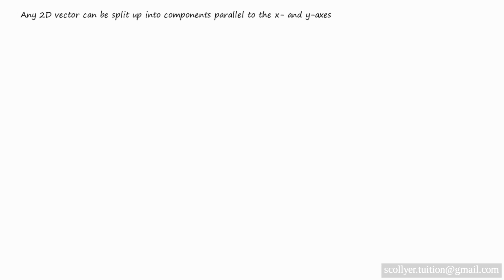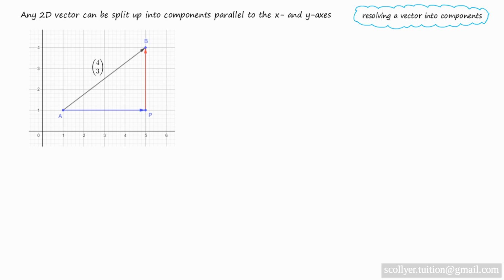If we wish to, we can split any 2D vector into components parallel to the x and the y axes, and this is called resolving a vector into its components. So here we see the 4, 3 vector, which we have resolved into a 4, 0 component and a 0, 3 component. The 4, 0 component is the x component, the 0, 3 component is the y component.